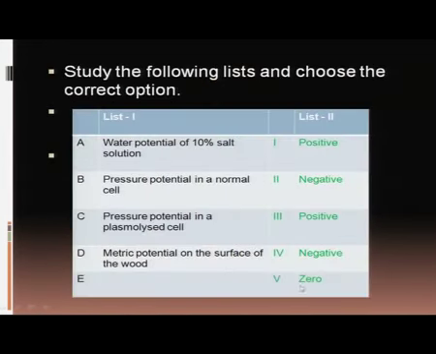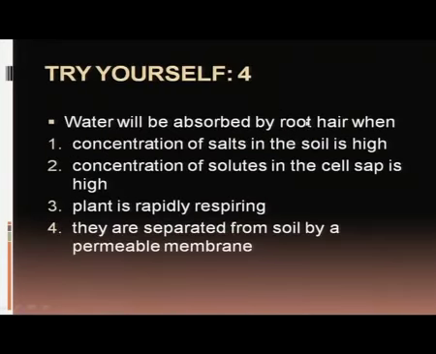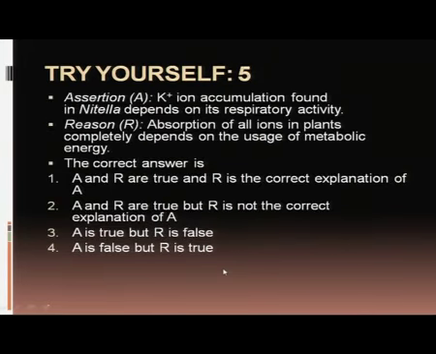Then there is a match the column. You have to match whether these values will have a positive, negative or a 0 value. This is water potential of 10% salt solution, pressure potential in a normal cell, in a plasmolyzed cell and matrix potential. Next question, water will be absorbed by root hair when concentration of salts is high, or concentration of solutes in the cell sap is high, or plant is rapidly respiring. Our last option is they are separated from soil by a permeable membrane.